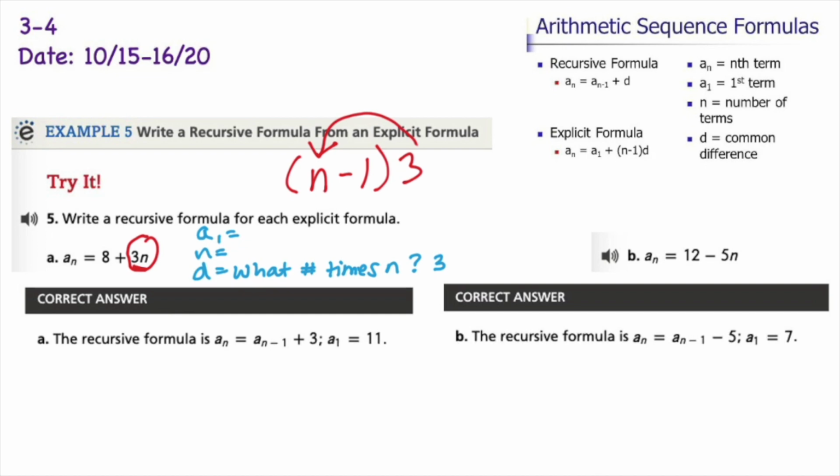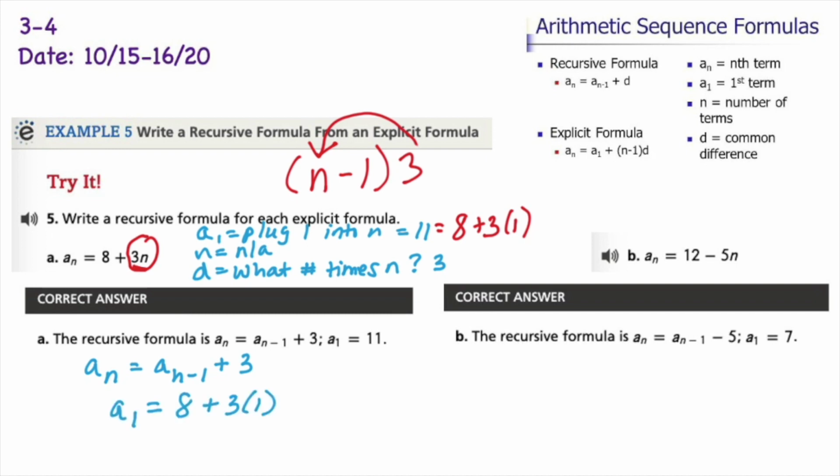And then your a sub 1, like I said before, is just plugging 1 into the problem and getting the answer, which is 11. So if we wrote 8 plus 3 times 1, that would equal 11. All right, so we rewrite the formula into the recursive formula, so a sub n minus 1, and it needs to be plus d, and we just found that d is equal to 3, and that is your answer. And then we just list a sub 1 separately, which is 11. So your two answers when you're trying to write recursive need to be the formula and what a sub 1 is equal to.